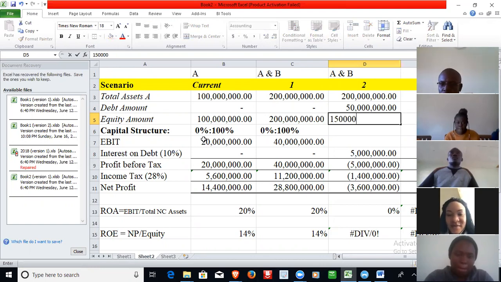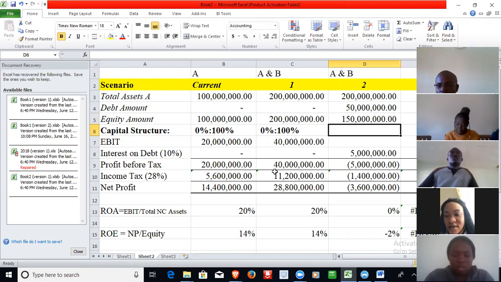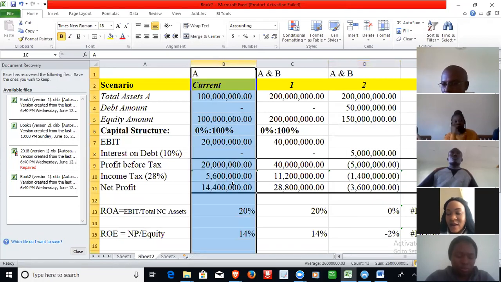150 million. Take note, I'm saying 50, this 50 is for funding of the second project, right together. This one, it's already done. It's a done deal, right together.